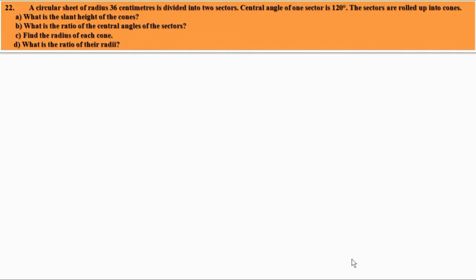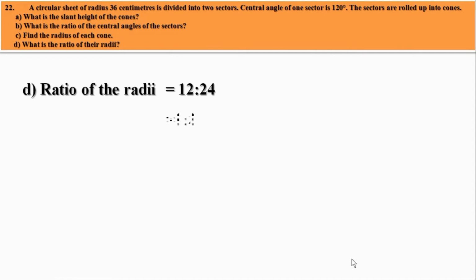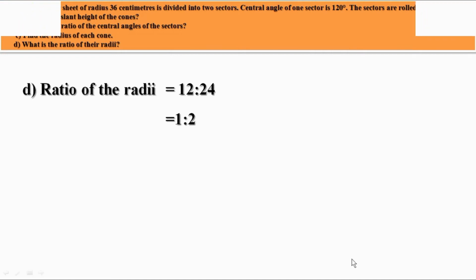Now we have to find the ratio of the radii. The radii are 12 and 24. So the ratio is 12:24 or 1:2.